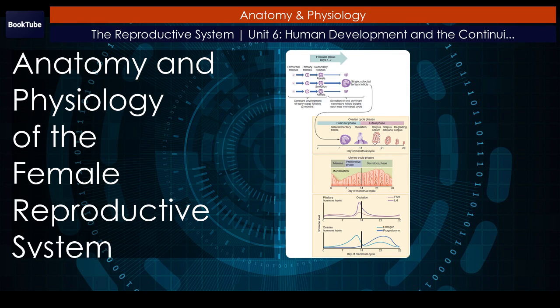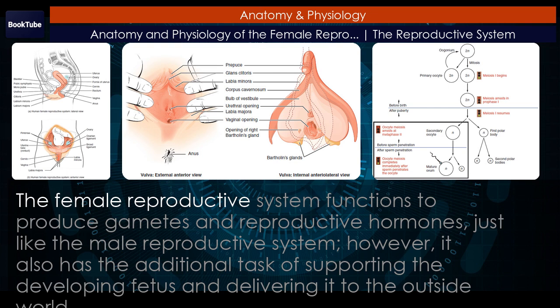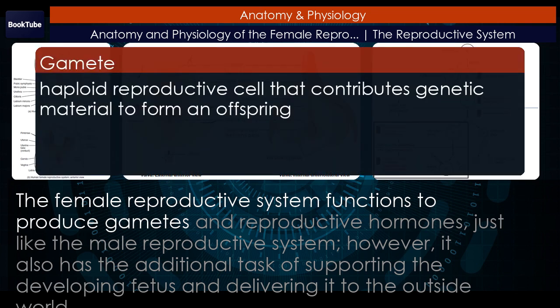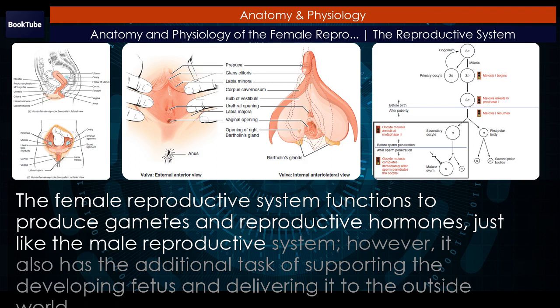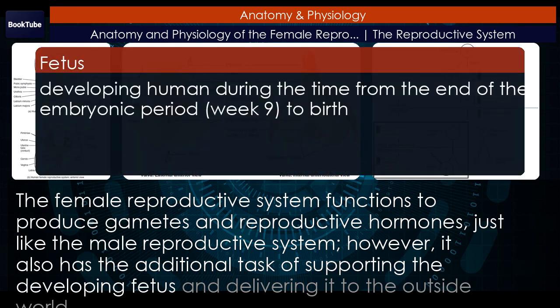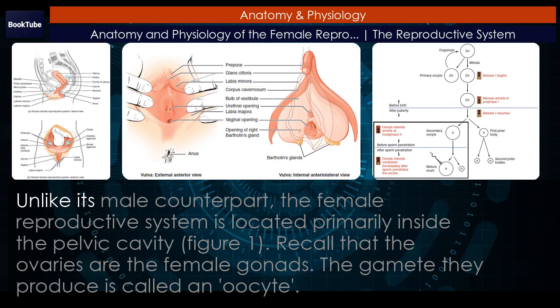Anatomy and physiology of the female reproductive system. The female reproductive system functions to produce gametes and reproductive hormones, just like the male reproductive system. However, it also has the additional task of supporting the developing fetus and delivering it to the outside world. Unlike its male counterpart, the female reproductive system is located primarily inside the pelvic cavity.